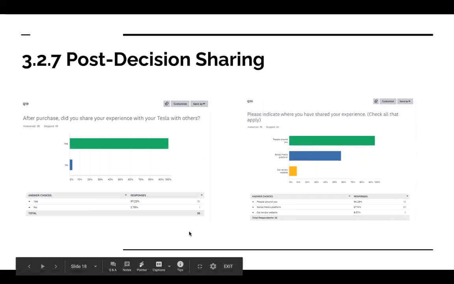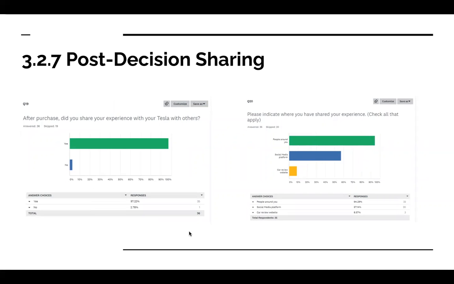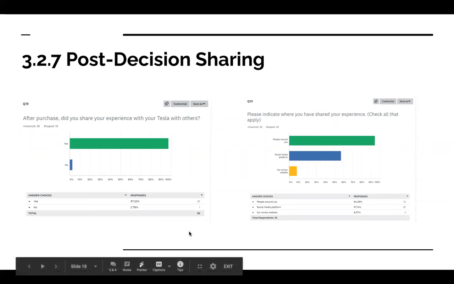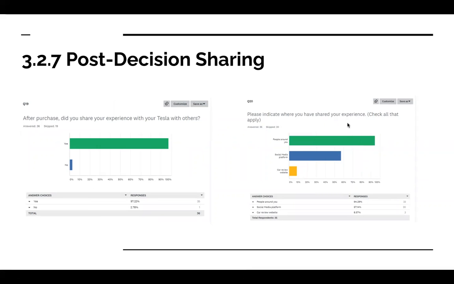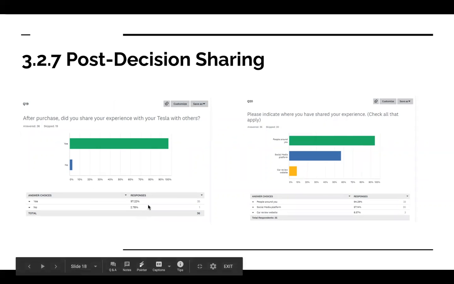Next, post-decision sharing. 97% of Tesla owners have shared their experience with others. 94% of them have shared with people around them. 57% of them have shared on social media platforms, and only 8% of them have shared on car review websites. Now I'll pass back to Renee to talk more about personas.